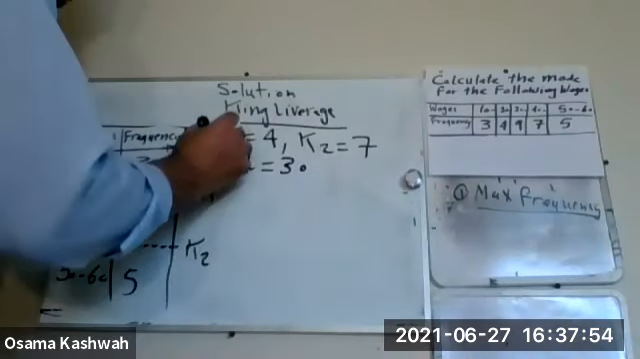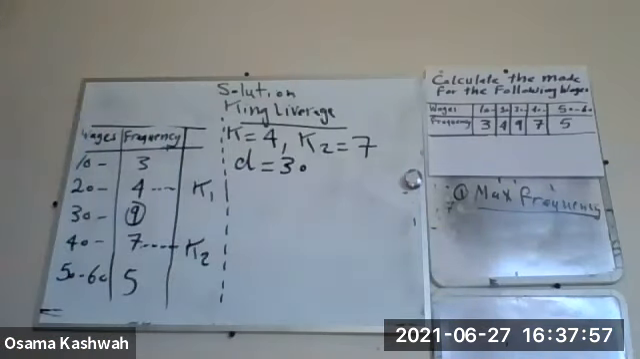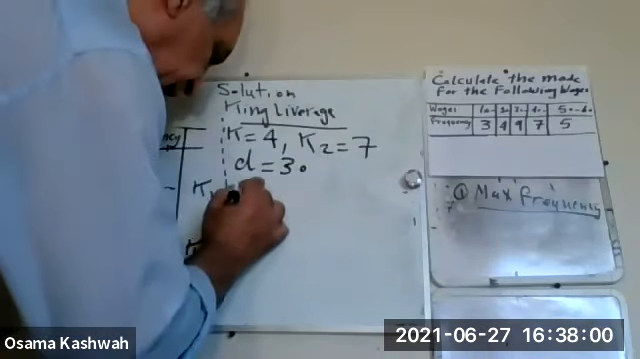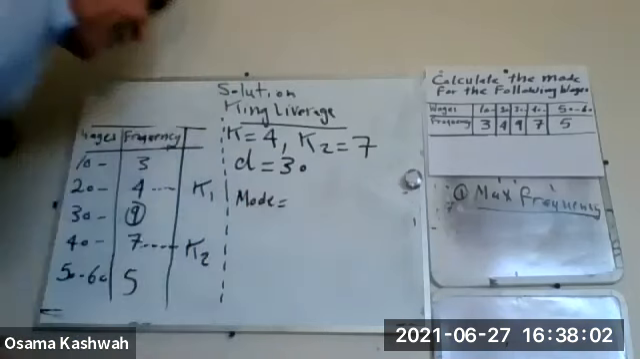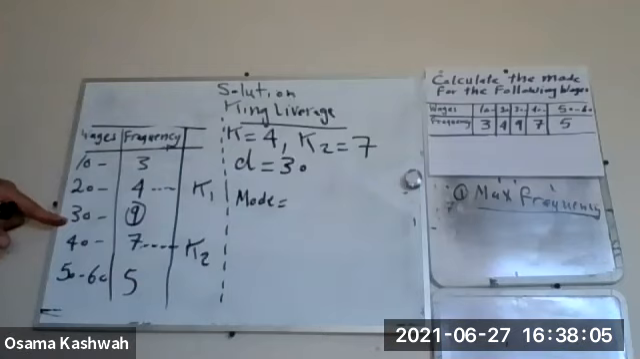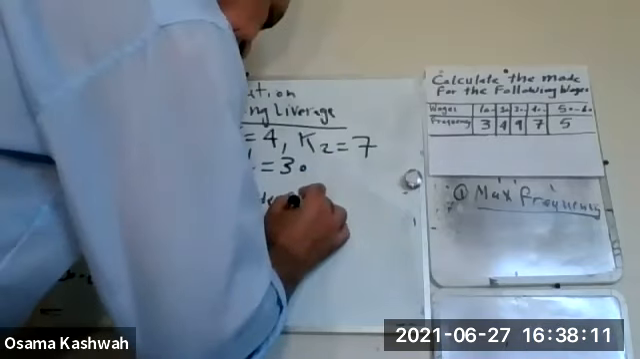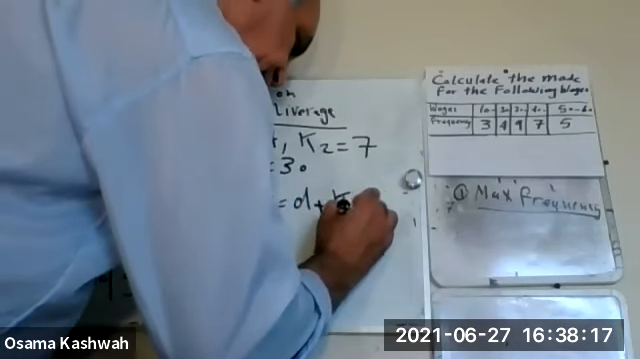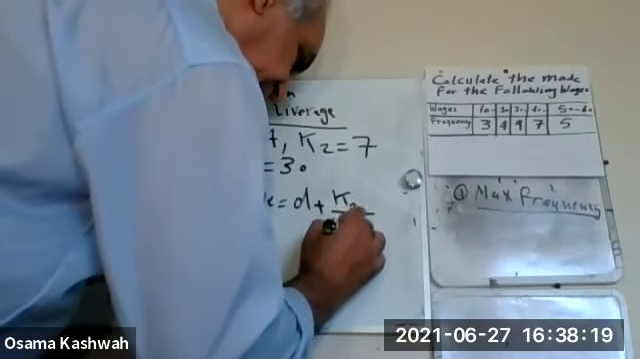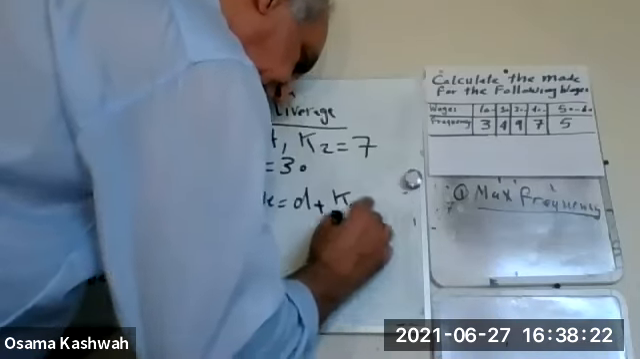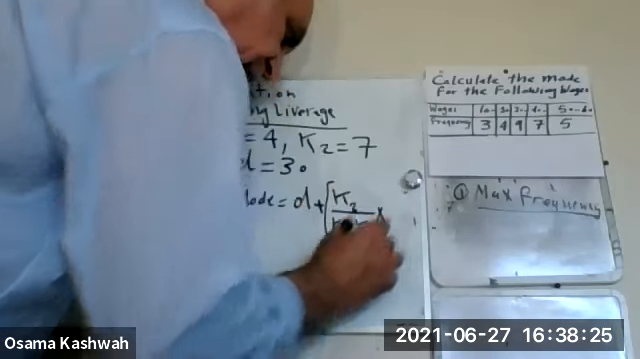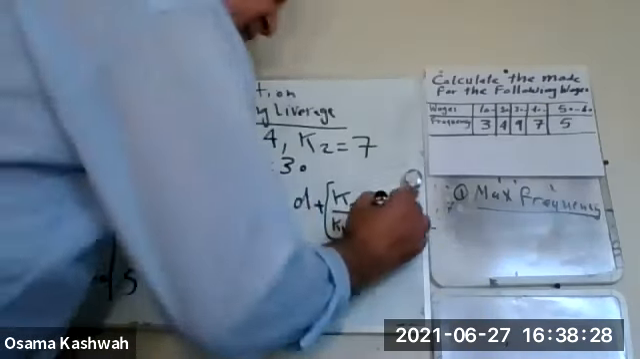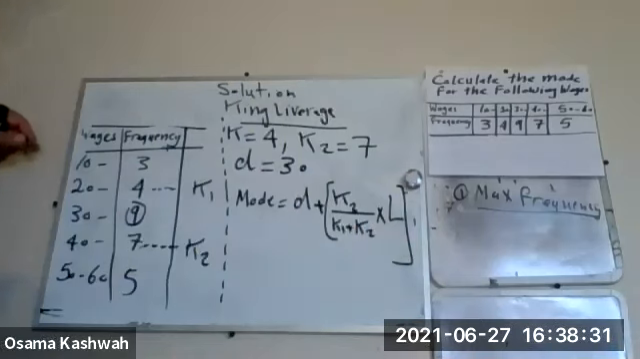Now I want to calculate the mode. The mode will equal the start of the denomination of the highest frequency. So here 30 is D, plus K2 divided by K1 plus K2. This is all multiplied by L. What is L? L is the length of the denomination.